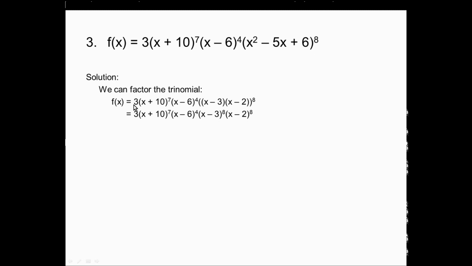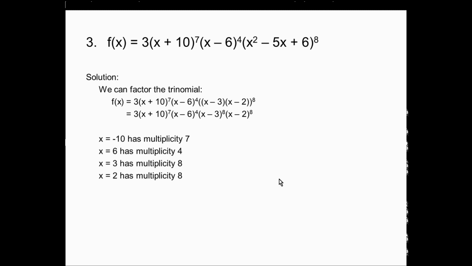Okay, now we're looking for the 0. Remember, the number 3 cannot be set equal to 0, so we ignore it. From x plus 10, we get negative 10, multiplicity 7. From x minus 6, I get x equals 6, multiplicity 4. Remember, you're setting each factor to 0. So what makes x minus 3 0 would be 3, multiplicity 8. What makes x minus 2 0 is x equal 2, multiplicity 8. And that's your answer.